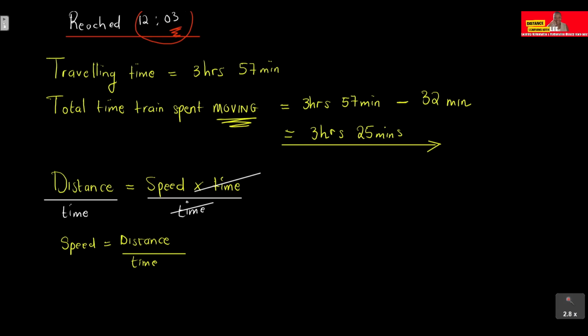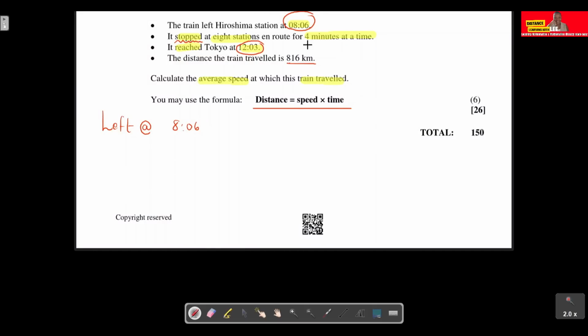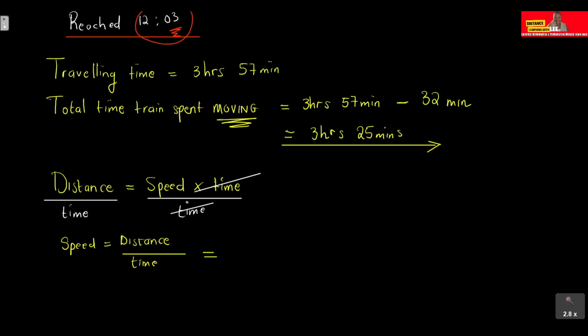So in this case, we already know the distance that the train traveled, because that was given to us as 816 kilometers. We already have the distance in kilometers, so we're going to write it as 816 kilometers. However, we need to have our time in hours because we already know that.